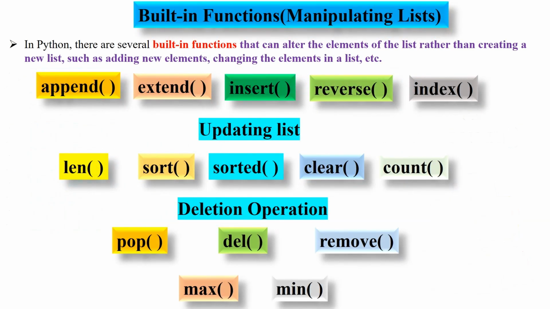In Python, there are several built-in functions like append, extend, insert, reverse, index, updating list like len, sort, sorted, clear, count, deletion operations like pop, del, and remove, and max and min. All these functions can alter the elements of the list rather than creating a new list, such as adding new elements, changing the elements in a list, and so on. Let's see one by one in detail.